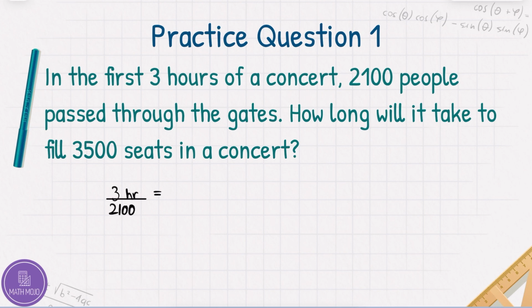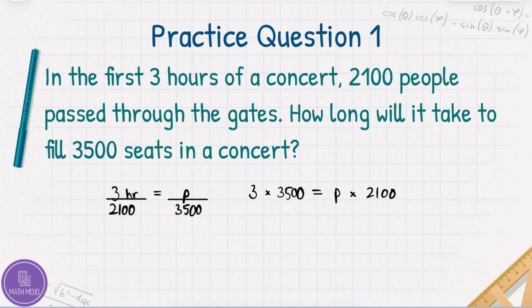Okay, and then we can set this equal to, so what's not known is how long it'll take to fill 3,500 seats. So we can put 3,500 and then here can be the letter P for people. Okay, so now we have that set up, so we can start to cross multiply and set up an equation. So we can do 3 multiplied by 3,500, which is equal to P multiplied by 2,100.